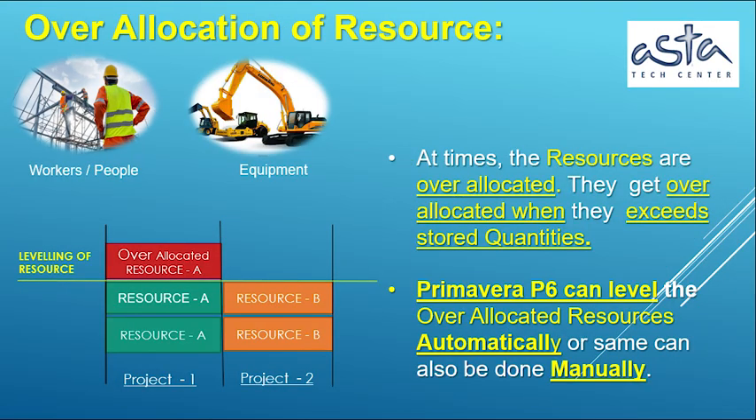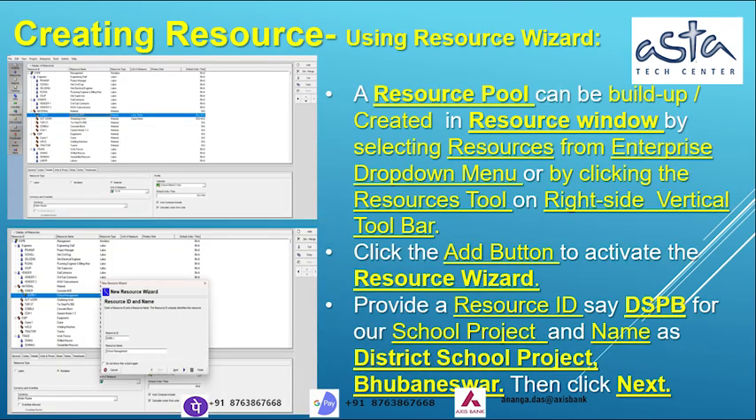Over-allocation of resource. At times, the resources are over-allocated. They get over-allocated when they exceed stored quantities. Primavera P6 can level the over-allocated resources automatically, or same can also be done manually.